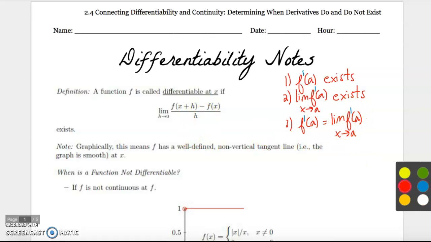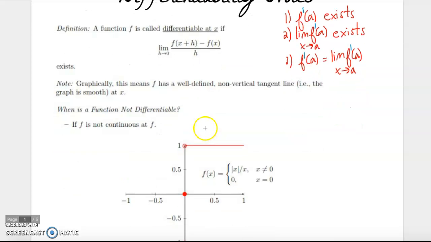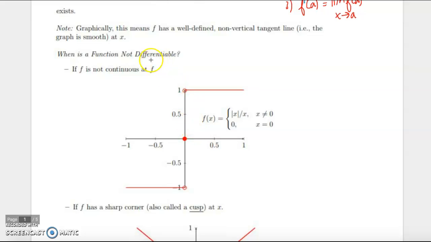Now, in a graph, there are some very easy ways for you to determine whether or not a function is differentiable. Graphically, basically, it means that f has a well-defined non-vertical tangent line, i.e. the graph is smooth at x. There are some examples of when your function is not differentiable. So first of all, if your function is not continuous, then there's no way it can be differentiable.